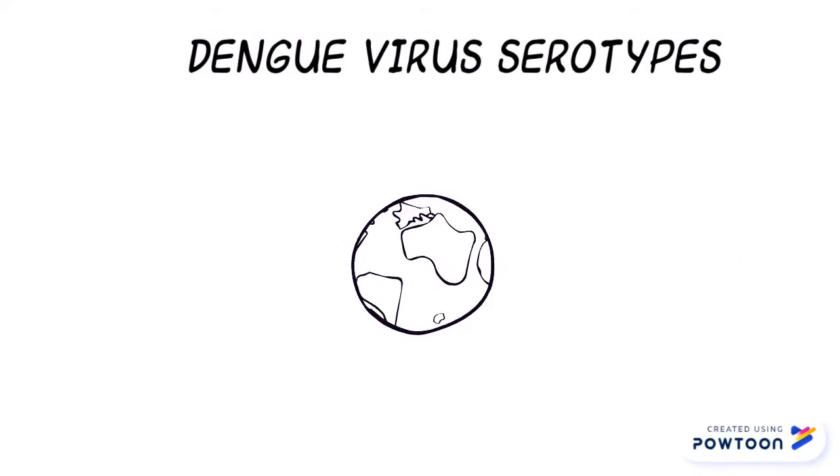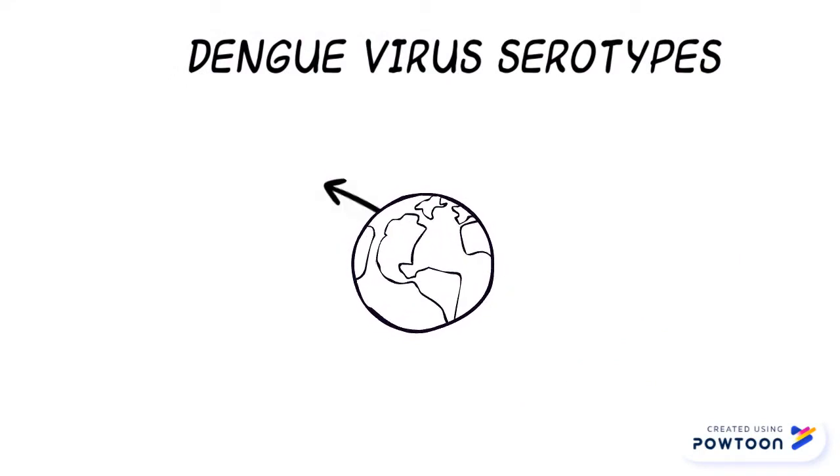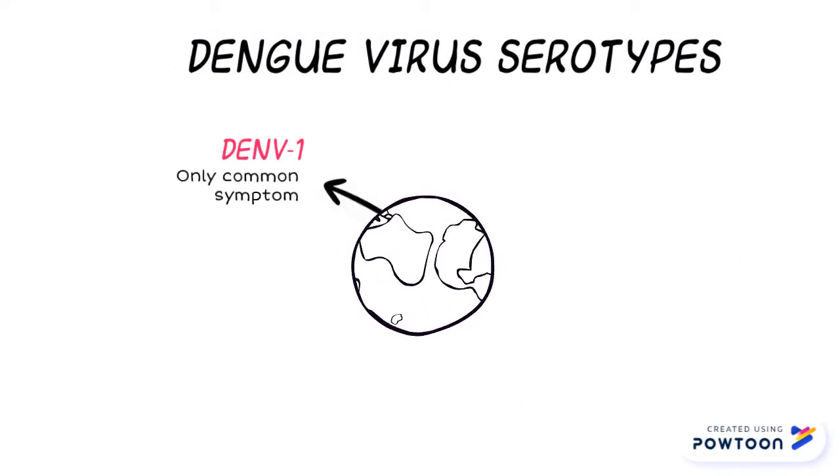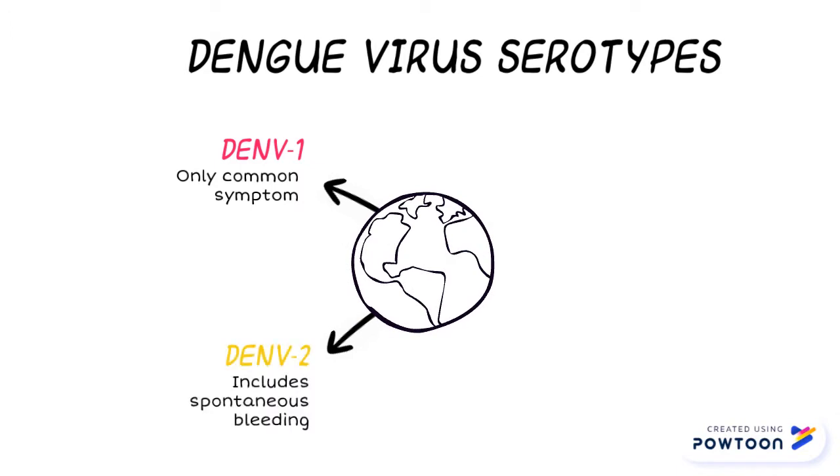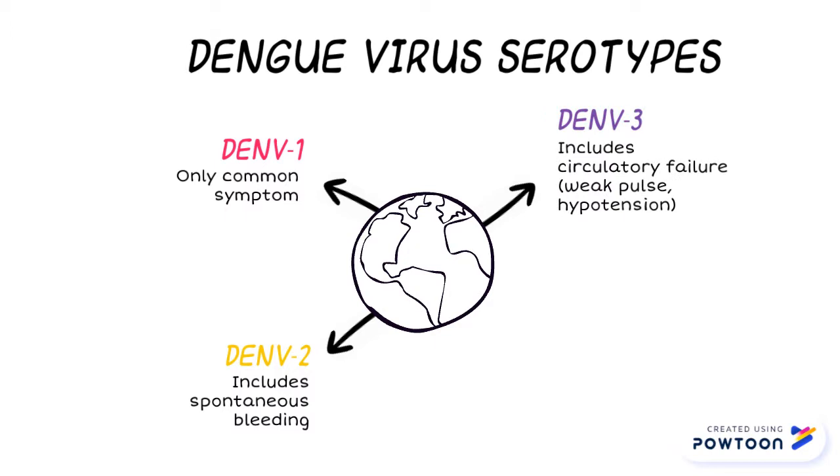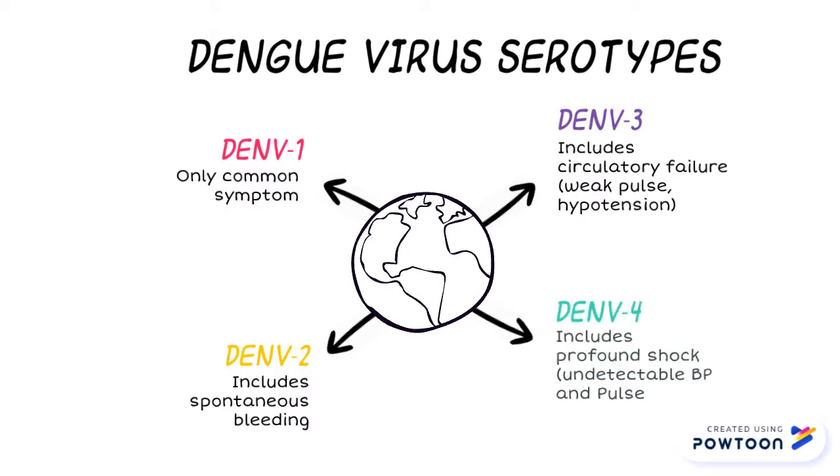There are several dengue virus serotypes. For the first one, it only comprises the common symptoms. For dengue virus 2, it includes spontaneous bleeding. For dengue virus 3, it includes circulatory failure. For dengue virus 4, it includes profound shock.